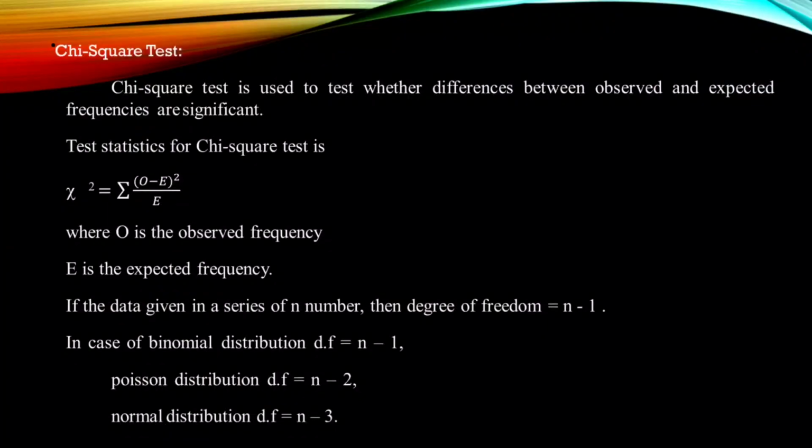If the data given in a series of n numbers, the degrees of freedom is n minus 1. In the case of binomial distribution also, the degrees of freedom is n minus 1. But in the case of Poisson distribution, the degrees of freedom is n minus 2. And in the case of normal distribution, the degrees of freedom is n minus 3.